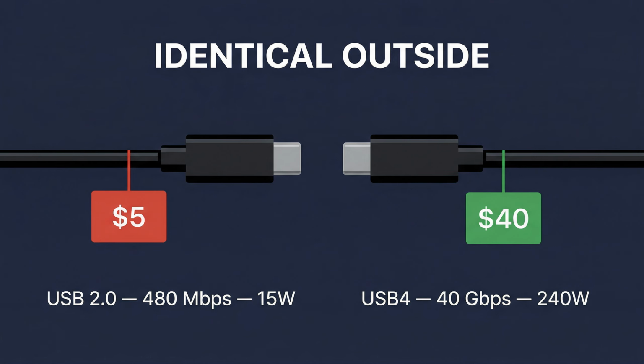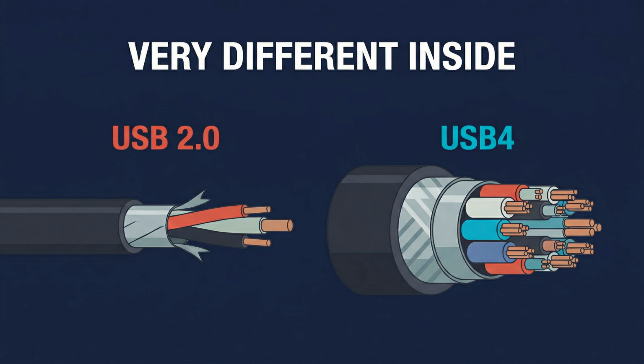But here's the trap nobody warns you about. You can buy a $5 cable that physically fits, but only does USB 2.0 at 15 watts. Right next to it, a $40 cable doing USB 4 at 240 watts. Same plug, same shape, and often nothing on the cable tells you which one you're holding. Here's the worst part. Even the packaging doesn't always help. Some cables just say USB-C, with no speed or wattage rating at all.